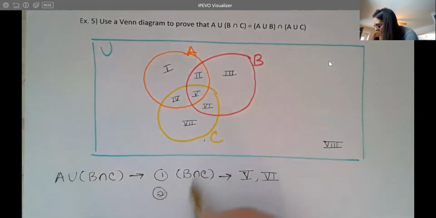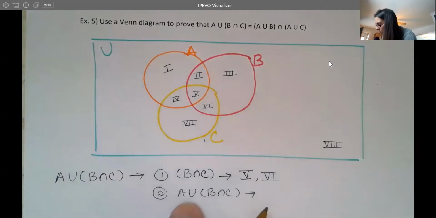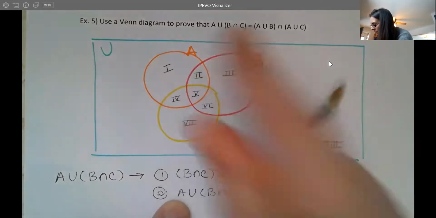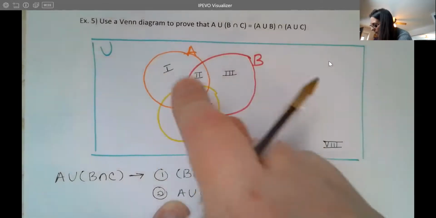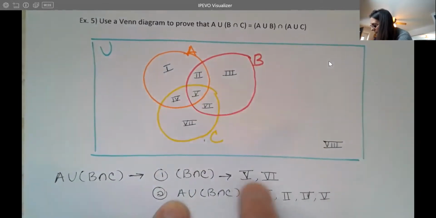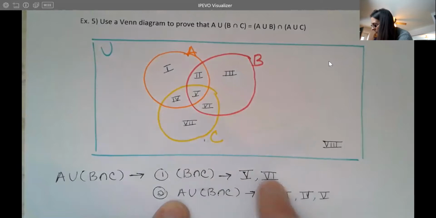And now that I have that, I'm going to combine it, make it a union, with A. So all my regions for A are 1, 2, 4, and 5. That's all A right here. I already have 5, but I have to combine this with B intersect C, so I'm going to add in 6.